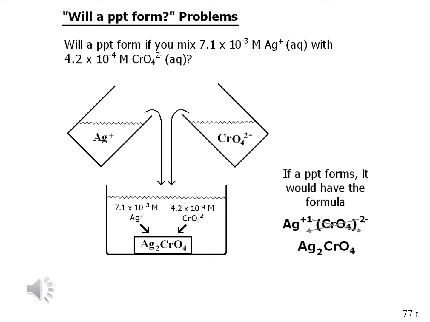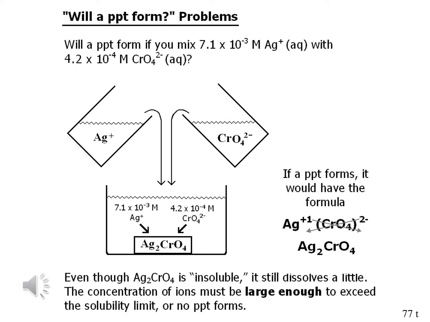The first thing is that if they are going to form a precipitate, it has to be the one that you get by crossing. You can only make a neutral ionic compound. There are no other compounds between silver and chromate except Ag2CrO4. That's not true of covalent compounds. There can be multiple compounds between different nonmetals because they're sharing electrons, not positive to negative attractions. But when it's ionic, there's only one compound possible, the one that makes it neutral.